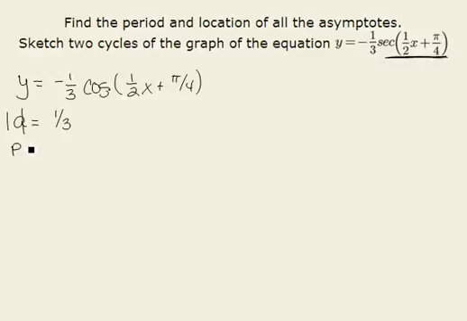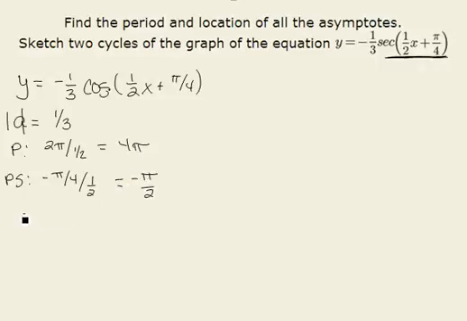We know that our period is given by 2 pi over b, or 2 pi divided by 1/2, which is equal to 4 pi. We also know that our phase shift is given to us by minus c over b, or minus pi over 4, divided by b, or 1/2. If we invert and multiply, we'd get negative 2 pi over 4, which is equal to a negative pi over 2.